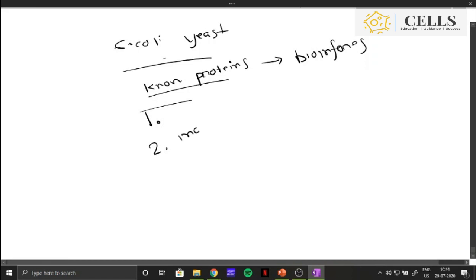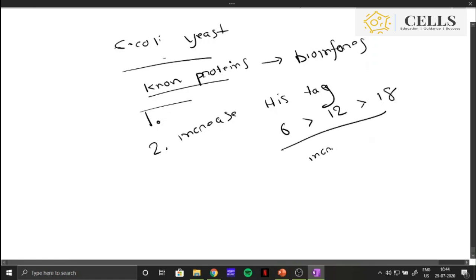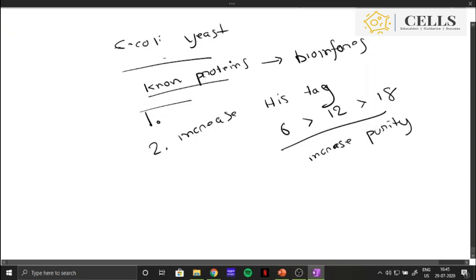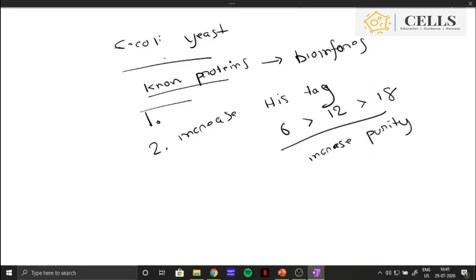Secondly, you can increase your histag from 6 to 12 or 18. Then it will also increase the purity. Suppose you have a 12 histidine or 18 histidine tag before the protein. Then for the 6 histidines bound to the nickel NTA column, you can use a higher concentration of imidazole in the washing buffer to get rid of them, and then use 300 or 500 millimolar imidazole, a high concentration imidazole buffer, to elute your fragments.